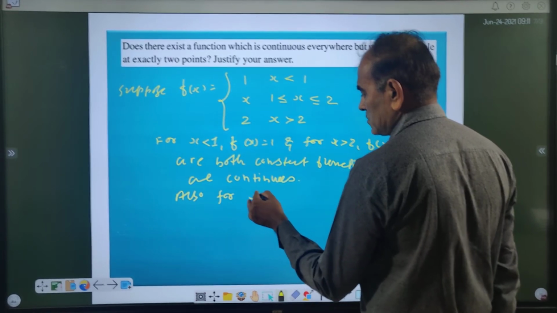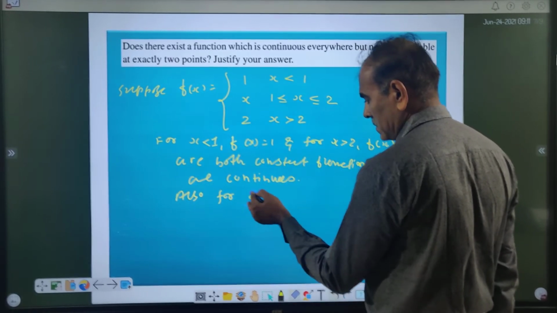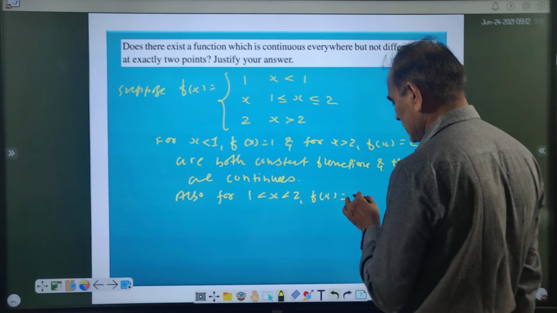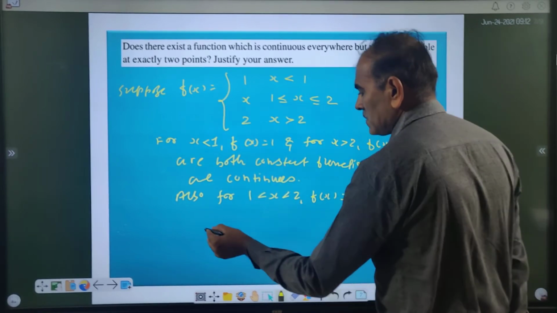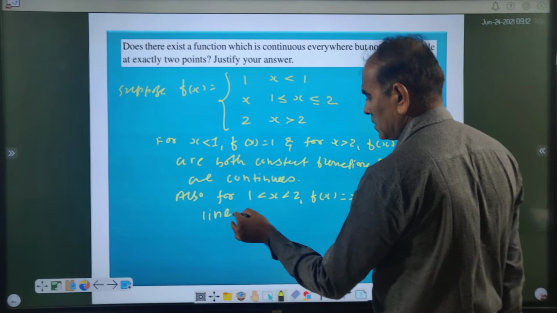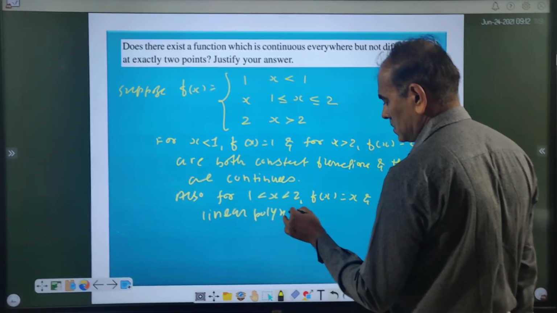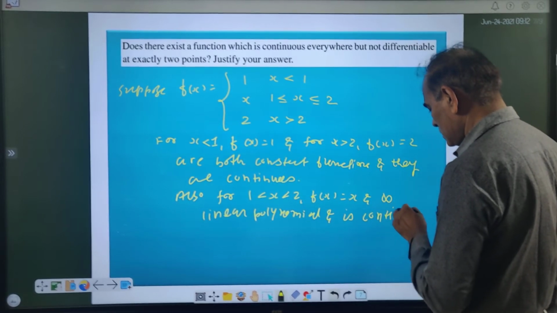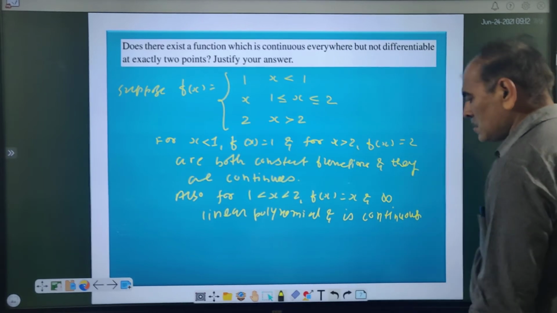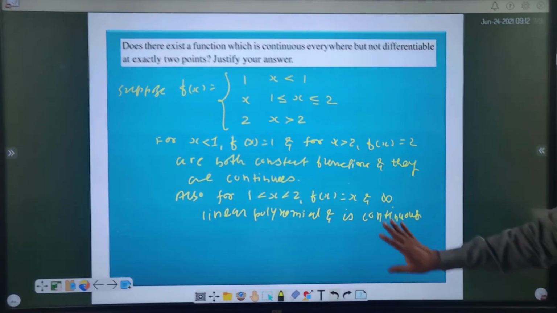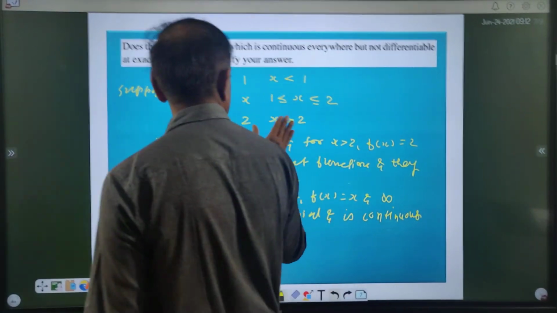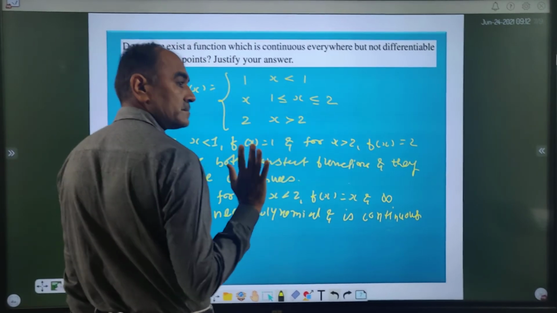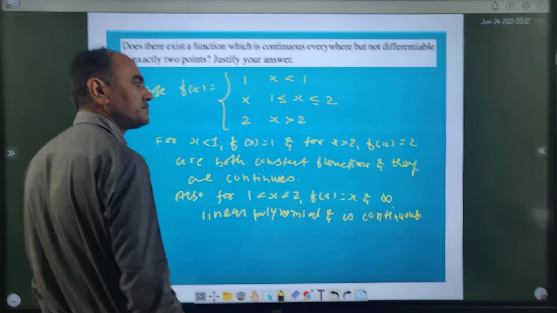Also, for 1 less than x less than 2, f of x is x, and it is a linear polynomial. And it's continuous, that we know. Okay? So for x less than 1 and x greater than 2, both are constant functions, so it is continuous. On the open interval it is x. It's a linear function, that is also continuous.